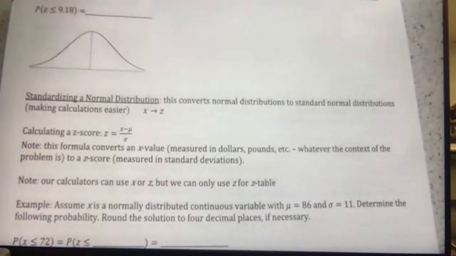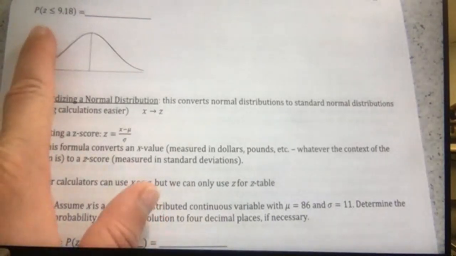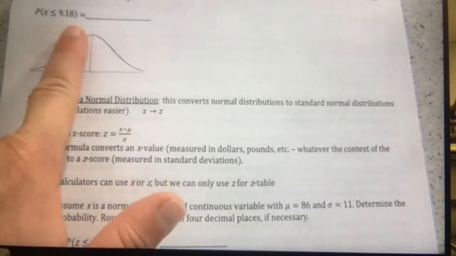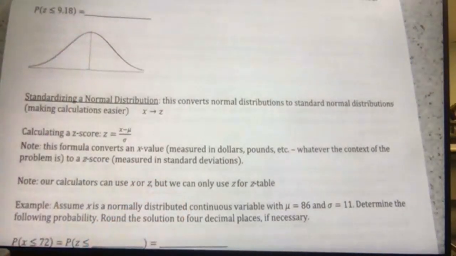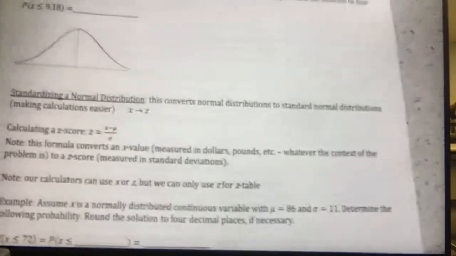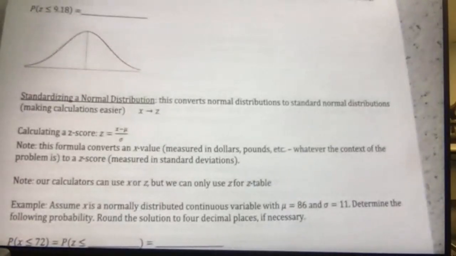So given a standard normal distribution, determine the following probability, round to 4 decimal places as needed. We have the probability that our z value is less than or equal to 9.18. So 9.18, like we just talked about, is too big for our table. So because we can't use our table, we have to use our calculator. The good thing is we've been using our calculator anyways, so nothing changes.